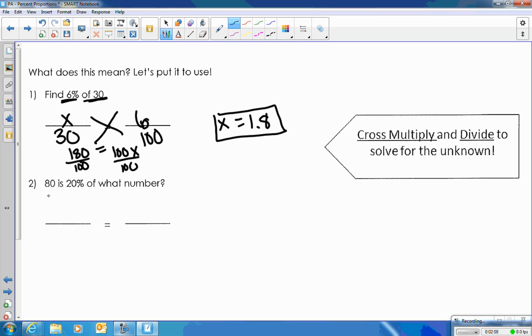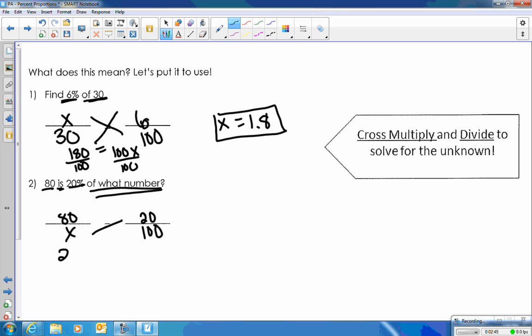On our next one, it says 80 is 20%. Okay, 20%, percents always go over 100. It says 80 is 20, which means they should be on the same line. So here's 20, 80 is 20. And it says of what number? Of the total, what number? I don't know what that total is. That's the way I always read "of" in these types of problems. I say "of the total." Well, if I don't know what the total is, that's where my x goes.